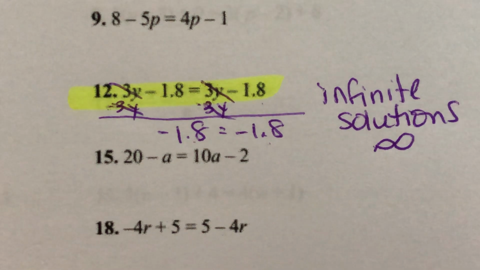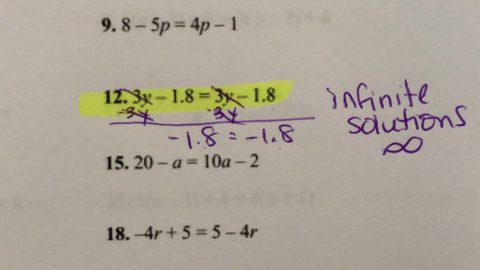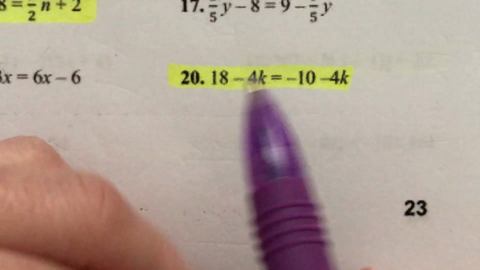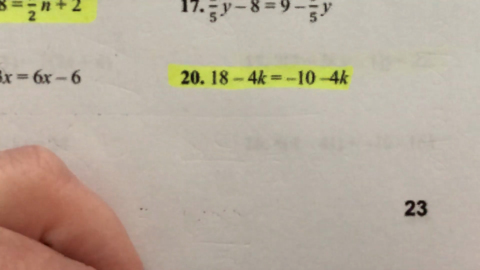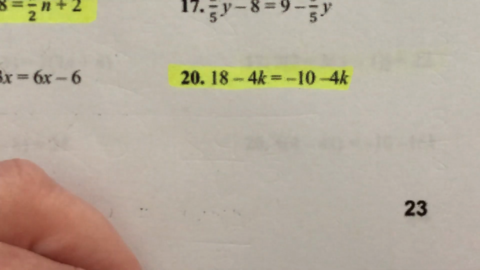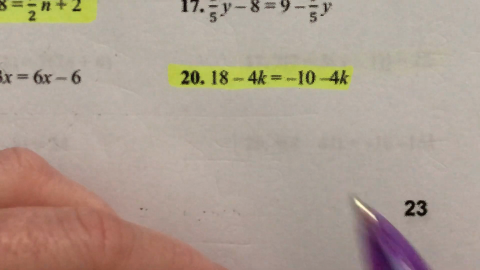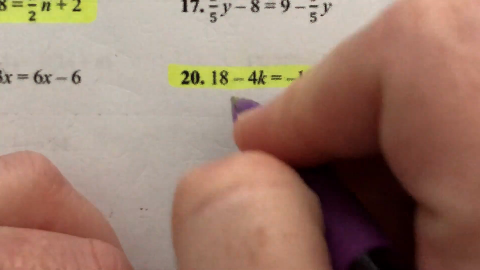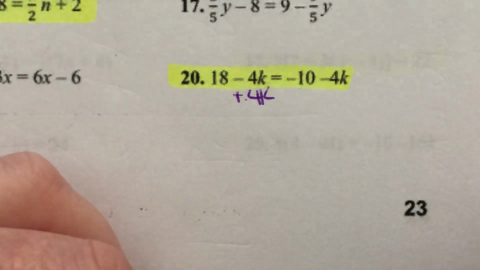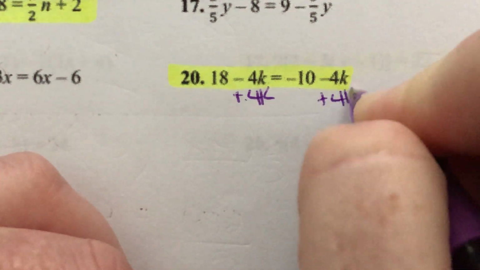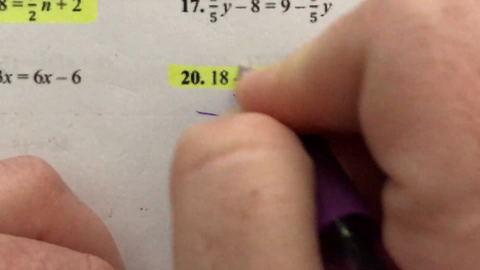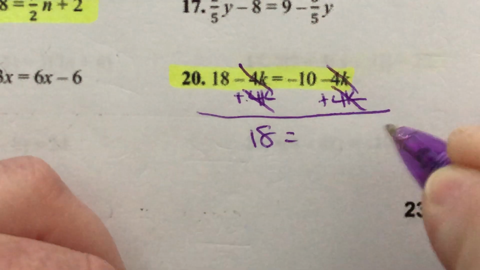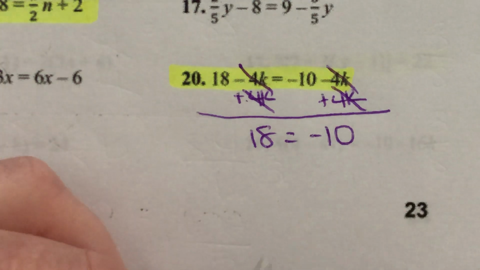Okay, now let's look at one where the variable gets canceled out, but what's left over is not equal. So here, when the variable gets canceled out and what's left is not equal, then what do we say, right? So here I've got negative 4k, got to get rid of one of them, just pick one because they're the same. And whatever you do on one side of the equal sign, you've got to do to the other. So these get canceled and then these get canceled. And we're left with 18 equals negative 10.